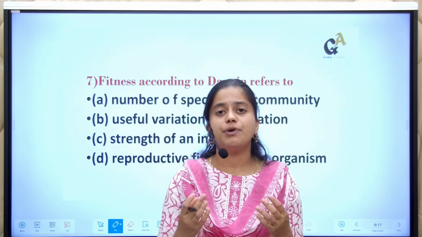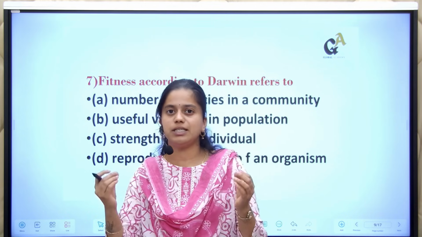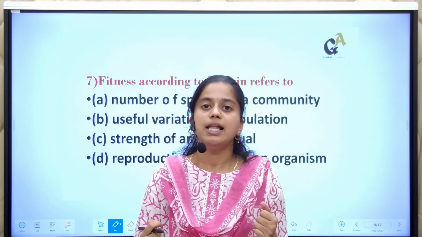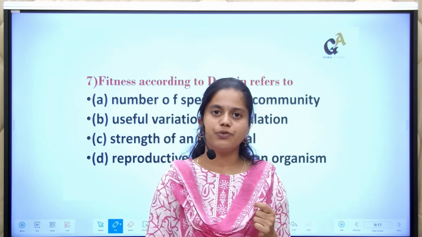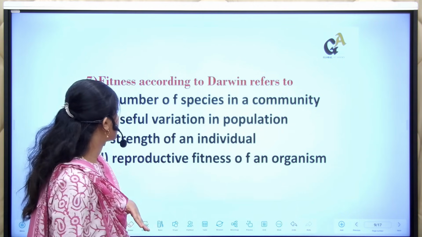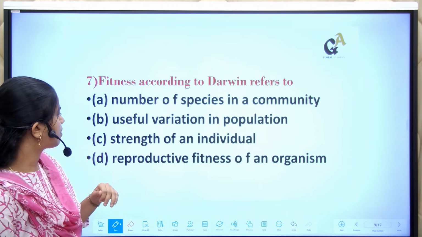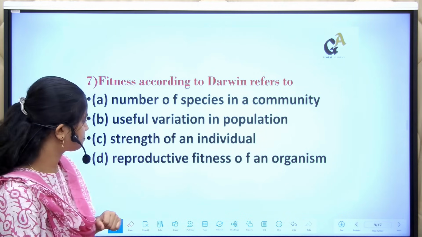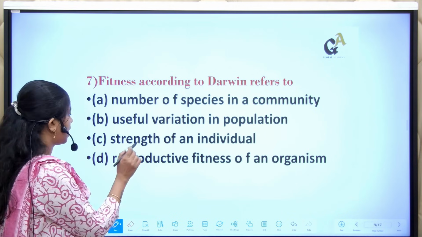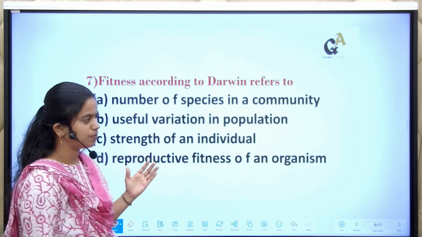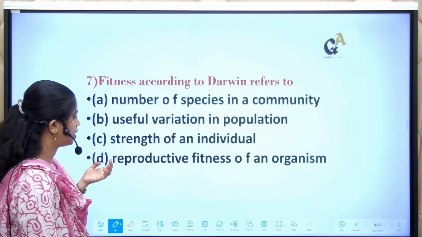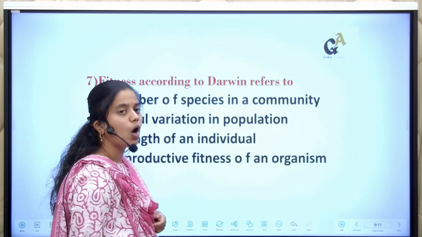Who is giving the fight? Only the one who is fit, that is physically fit as well as mentally fit. He has the strong support. Like that, only that organism is fit for this environment. So this is what he is asking. Fitness according to Darwin is, what is the fitness? Option A, number of species in a community. Option B, useful variation in population. Option C, strength of an individual. Option D, reproductive fitness of an organism.